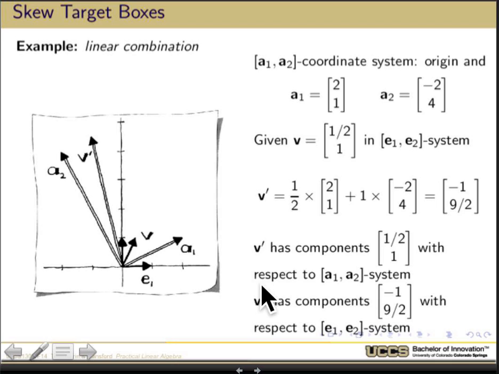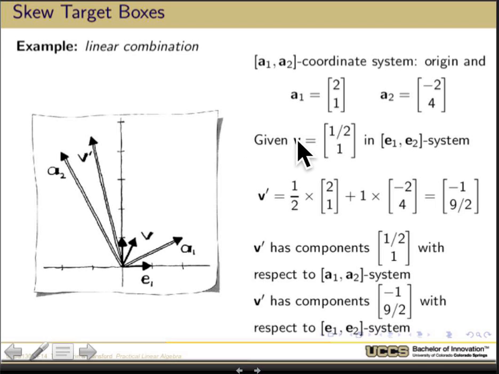So let's see how we can do this. Let's think of our a1, a2 coordinate system as having the origin and then being defined by two vectors, a1, which is (2, 1), and a2, which is (-2, 4). So we now have two new vectors to define our coordinate system instead of the normal unit vectors of (0, 1) and (1, 0).